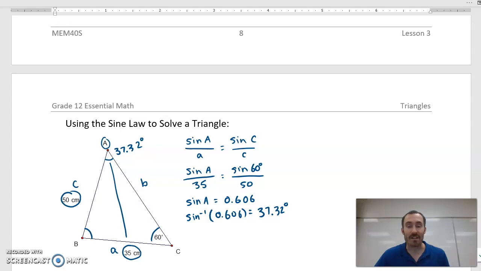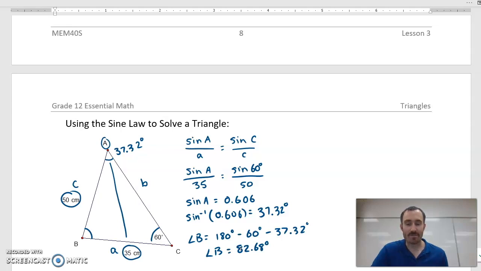My second piece that I'm going to fill in is the last angle. Because I know that the 3 angles have to add up to 180 degrees, I can solve for my last angle by subtracting the other 2 from 180. And so angle B is equal to 180 degrees minus that 60 degrees, that's angle C, minus that 37.32, that is angle A. And so angle B is equal to 82.68 degrees. So now we have angle B as well, 82.68. So our final step is solving for side B.